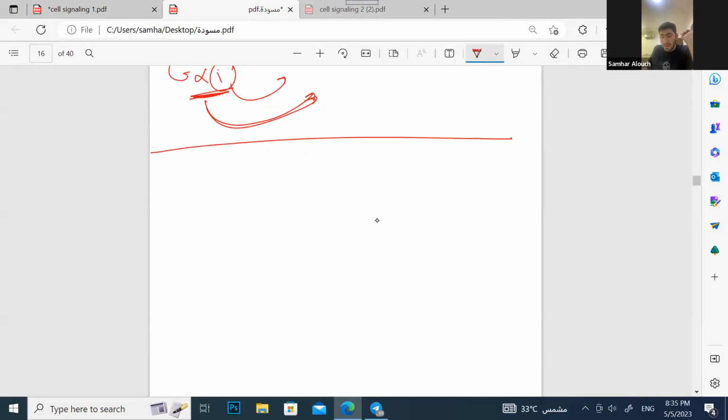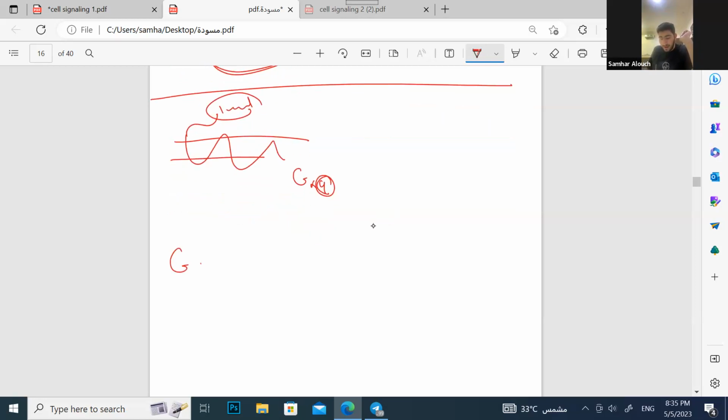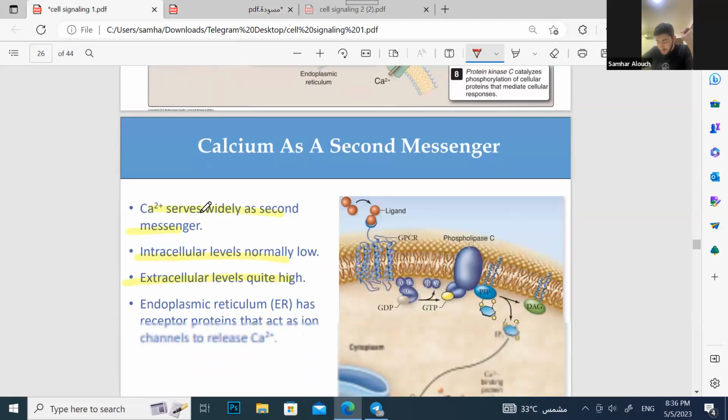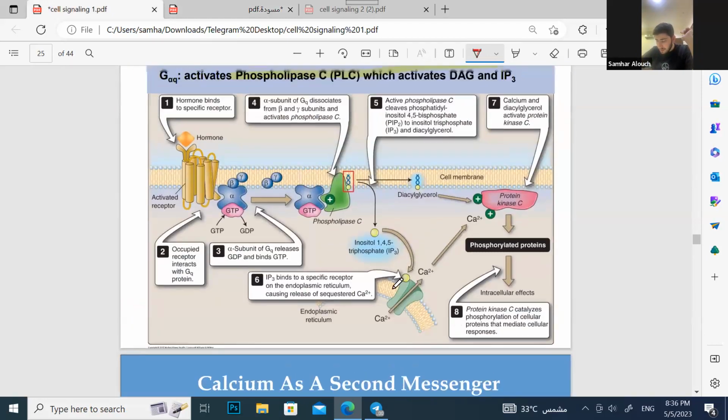So first, as I said, we have the membrane, we have the 7 helical, we have the ligand binding here, and here we have G alpha Q. When the ligand binds, G alpha Q gets activated, and now we have an activated G alpha Q with GTP. G alpha Q, we said, is for the phospholipase C pathway. What happens in this pathway? This is the picture of it.